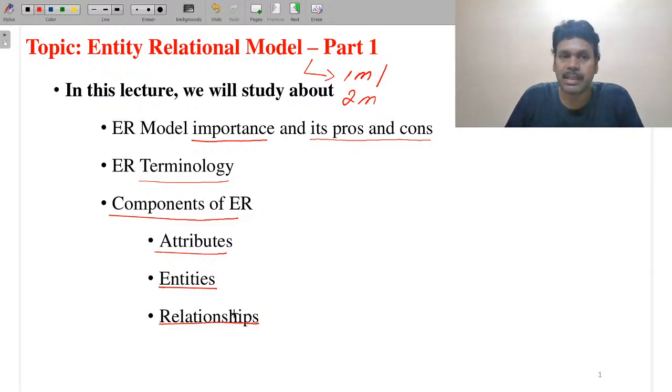So let's learn entity relational model. Let's crack it.